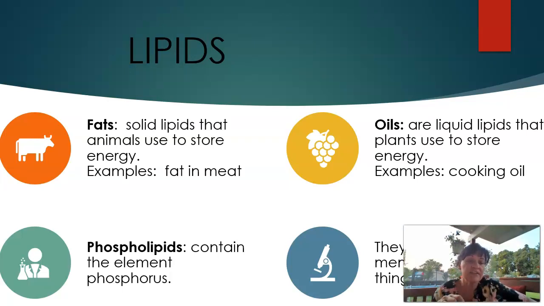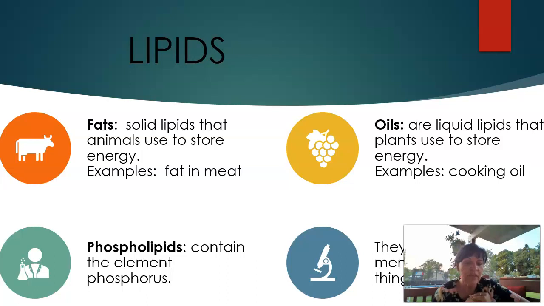Fats are solid lipids that animals use to store energy. Remember that we're storing energy in these fats. An example of that would be the fat in meat. If you get a steak and it has that marbled look in it, the white in between, which makes it so good when you cook it on the grill, right? So that's actually fat mixed in there with the meat. Oils are liquid lipids that plants use to store energy. Okay, so the oils are for plants, and the fats are the solids in animals. Examples of that would be cooking oil or vegetable oil, corn oil.